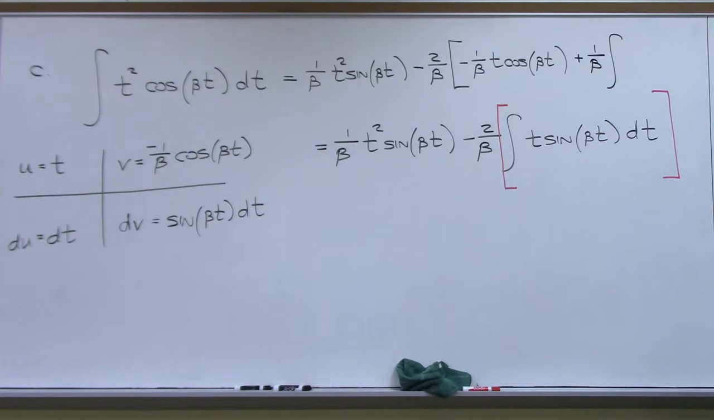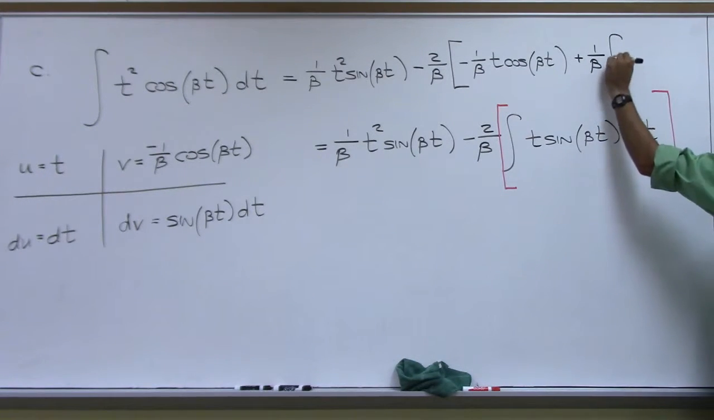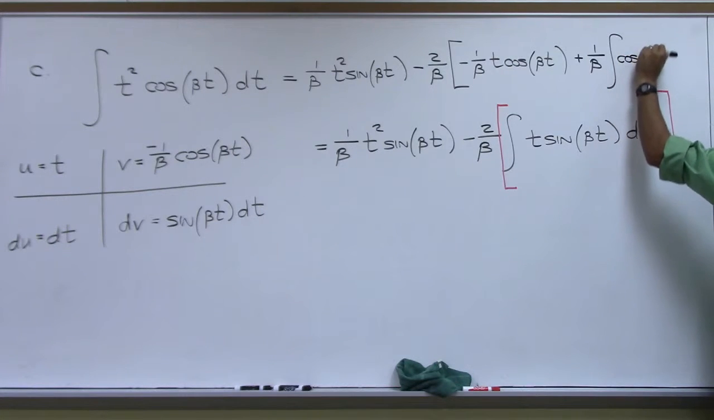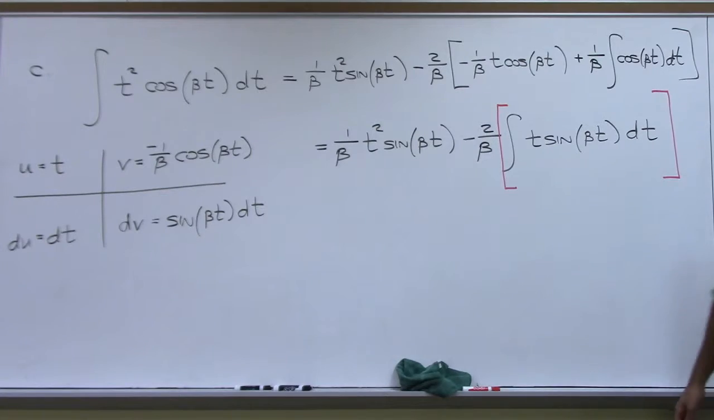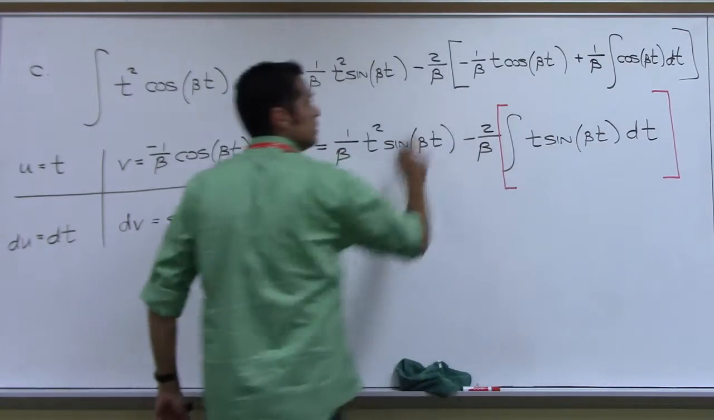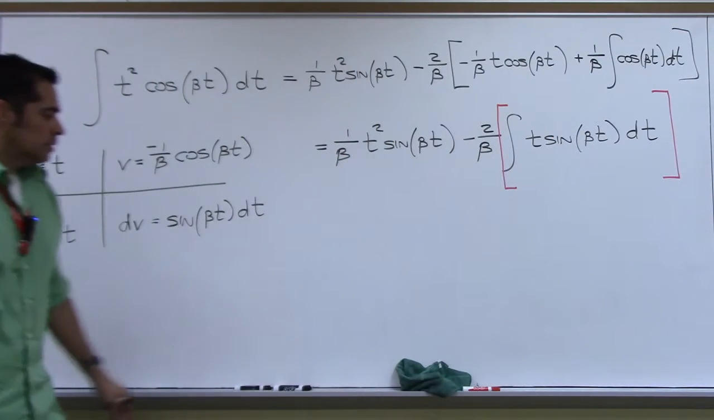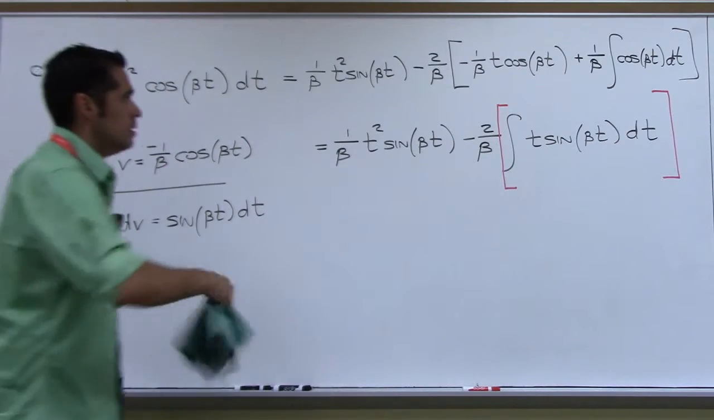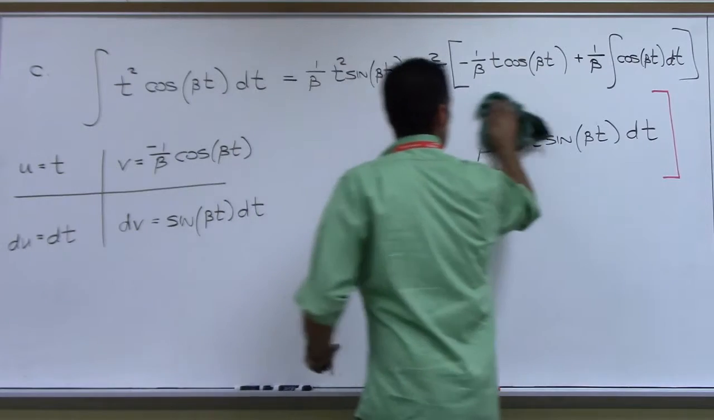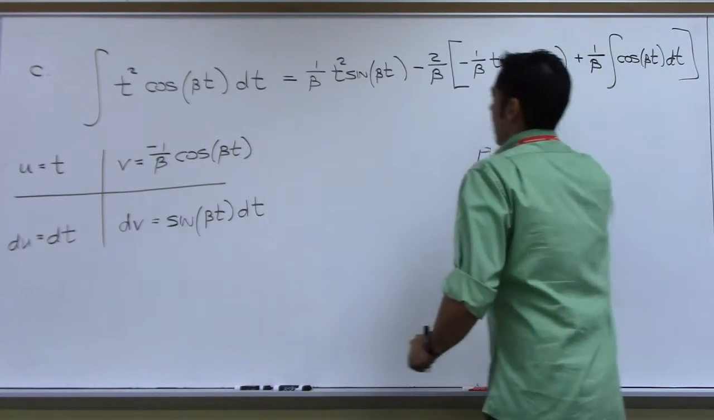Okay, keep going. And then cosine beta t. And then that's it. Bracket closed, right? Because remember that bracket was right here? Good. Next line.